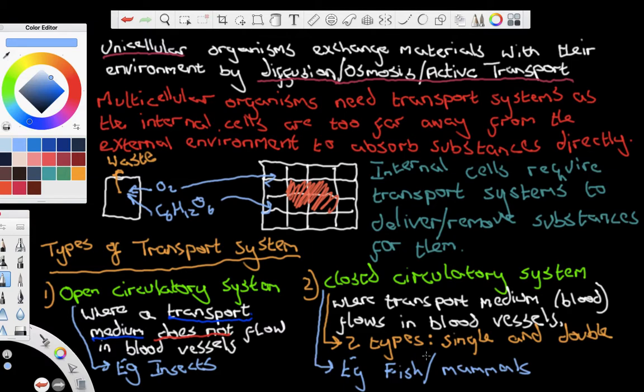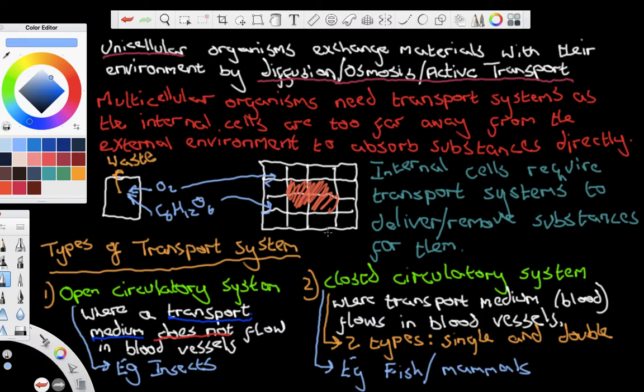So we've said so far that unicellular organisms exchange material with their environment by diffusion, osmosis and active transport. That is fine because the cell is in constant contact with the environment. However, multicellular organisms, organisms made up of lots of cells, need transport systems as the internal cells are too far away from the external environment to absorb substances directly. We then use this example. This is our unicellular organism, just absorbing the things it needs and getting rid of the things it doesn't. But in the multicellular organism, it's only the cells on the outside that can get what they need. The ones on the inside can't. Therefore, they need a transport system that delivers the things that they need to them and removes the things they don't.